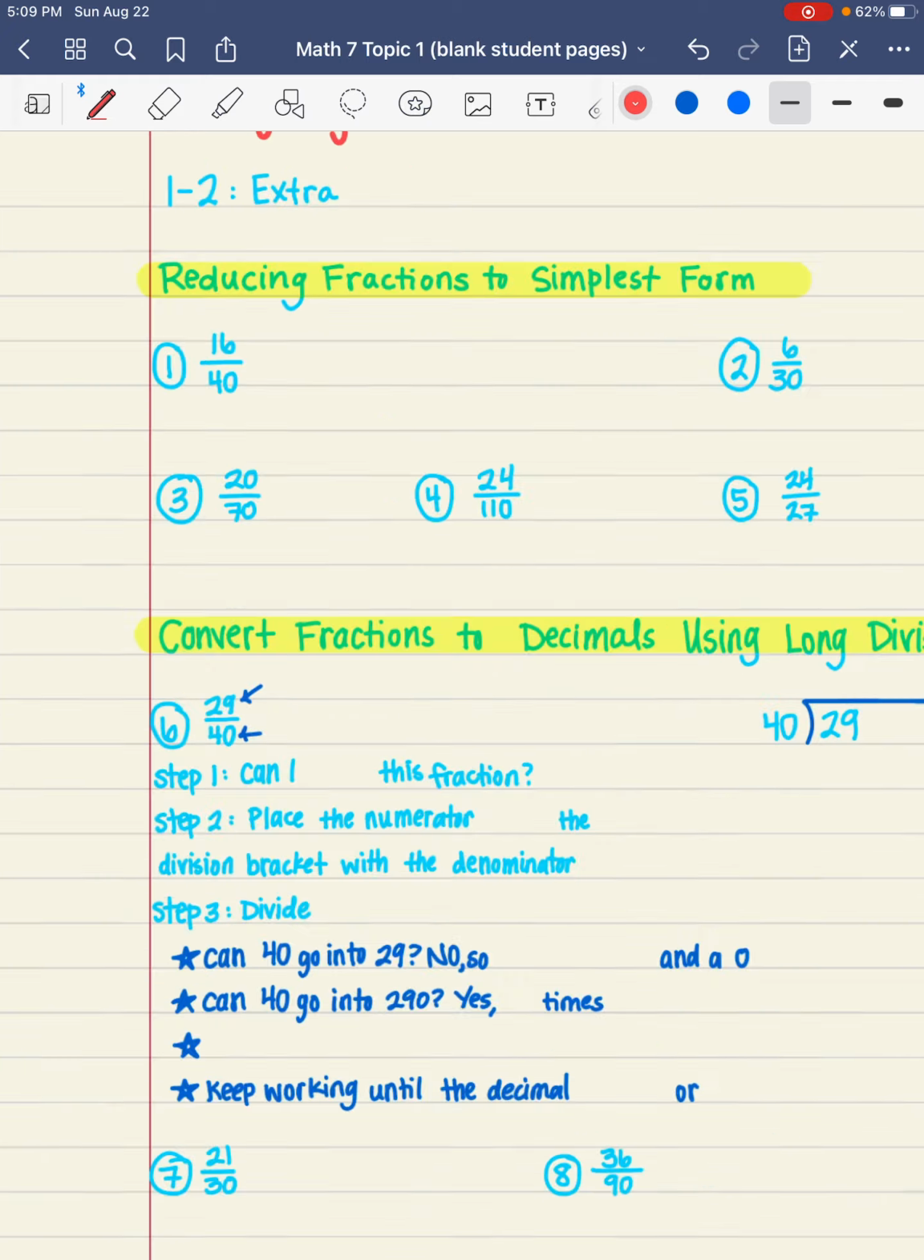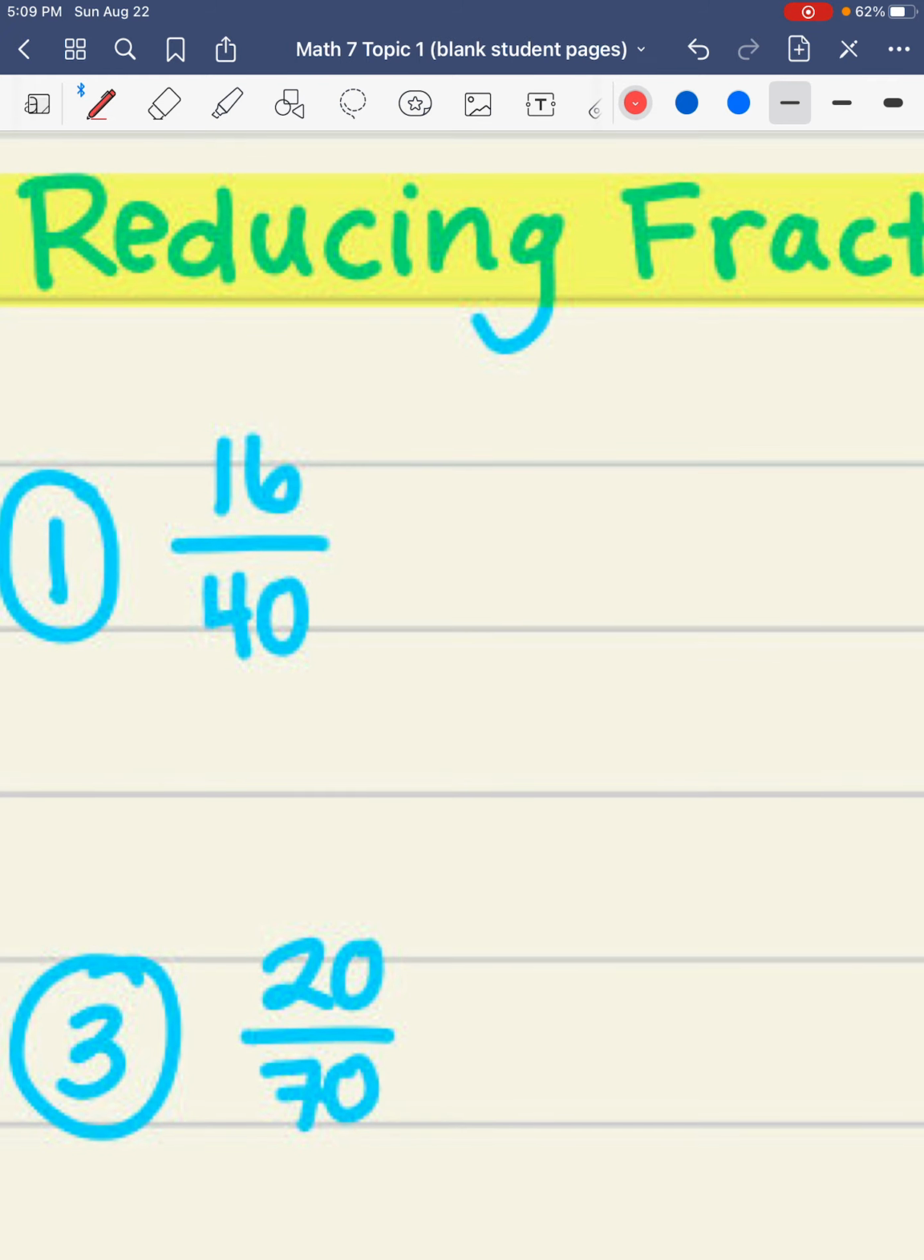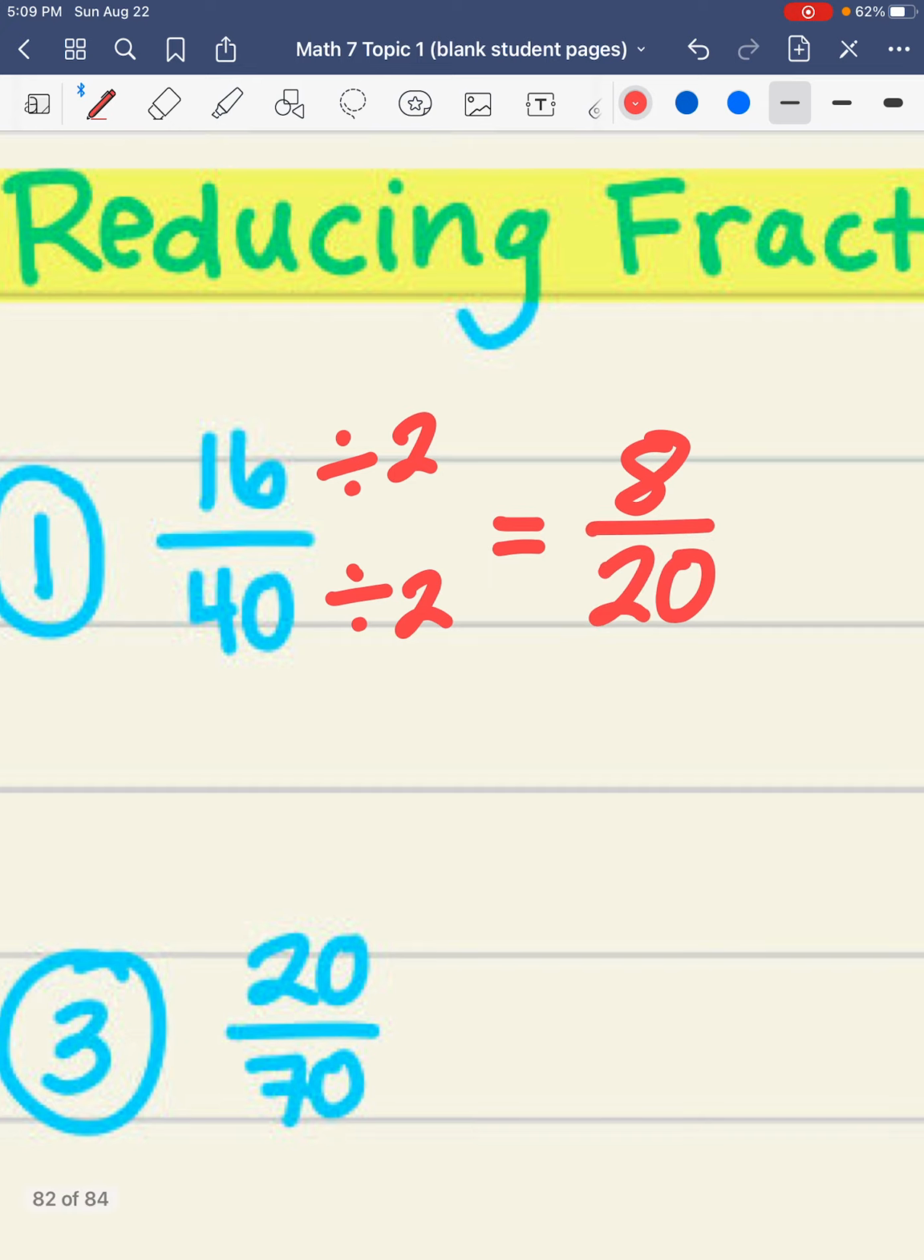So let's look at number 1. We have the fraction 16 over 40. What I recognize right off the bat is that those are two even numbers. So I know that I can divide them both by 2. So I divide both the top and bottom by 2. Whatever I do on the top, I must also do on the bottom. So 16 divided by 2 is 8, and 40 divided by 2 is 20.